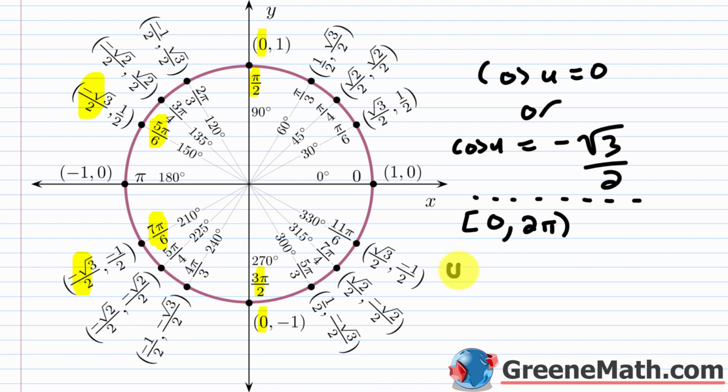So let me write that u is equal to pi over 2, 5 pi over 6, 7 pi over 6, and then 3 pi over 2. So this is actually going to set up 5 intervals. You can have between 0 and pi over 2, between pi over 2 and 5 pi over 6, between 5 pi over 6 and 7 pi over 6, between 7 pi over 6 and 3 pi over 2, and then between 3 pi over 2 and 2 pi.